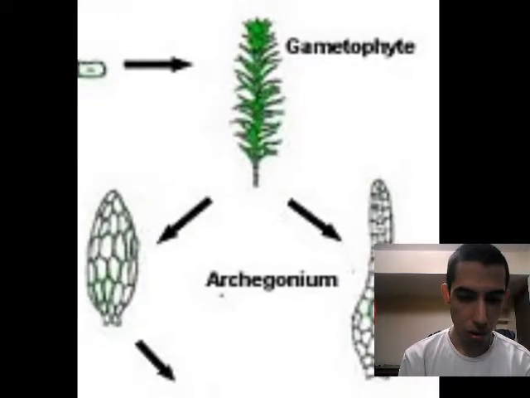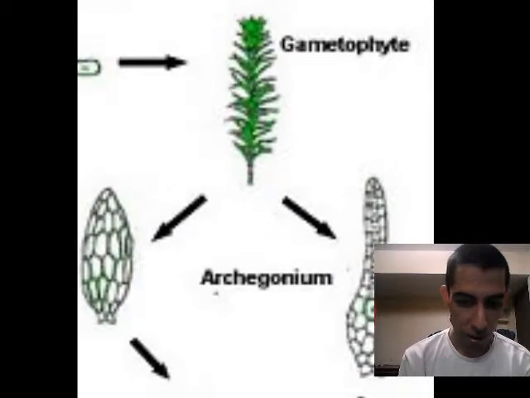The protonema eventually forms rhizoids that grow into the ground and shoots that grow into the air. The shoots develop into familiar moss gametophytes and the cycle continues.